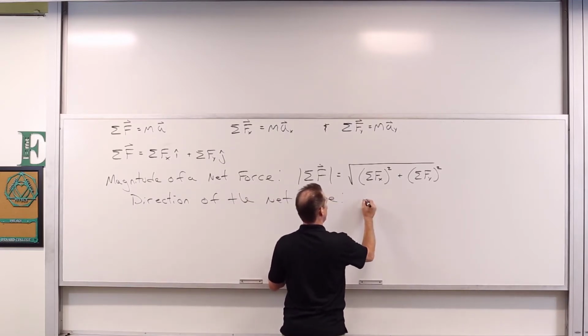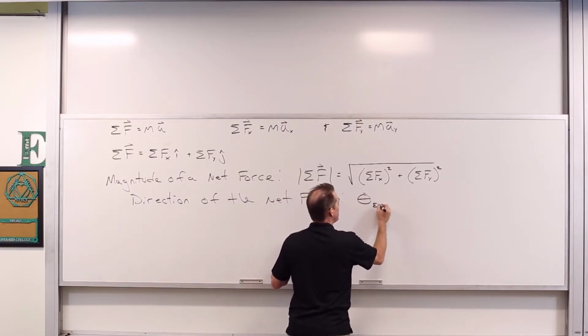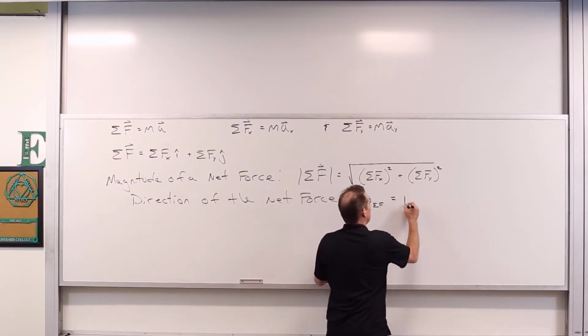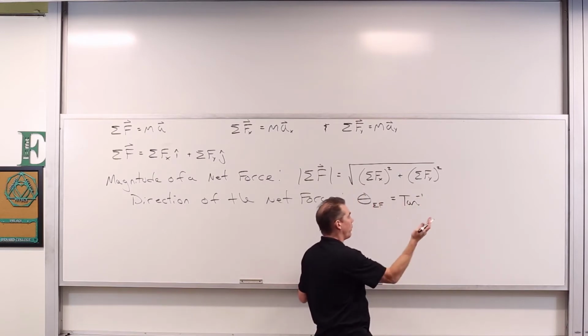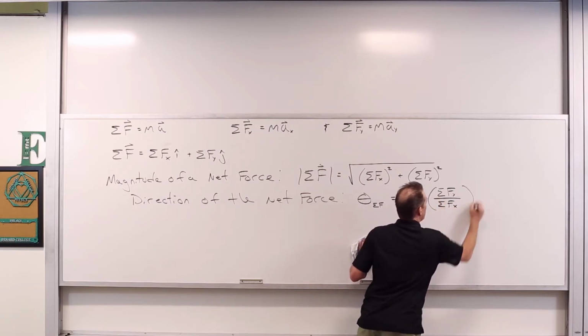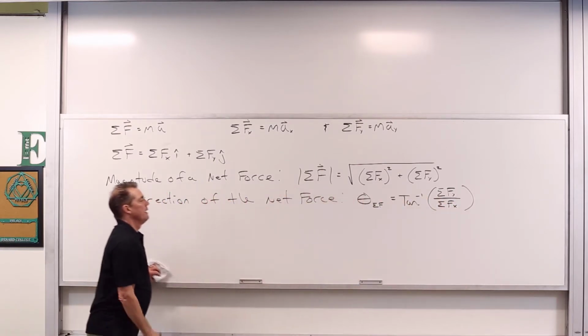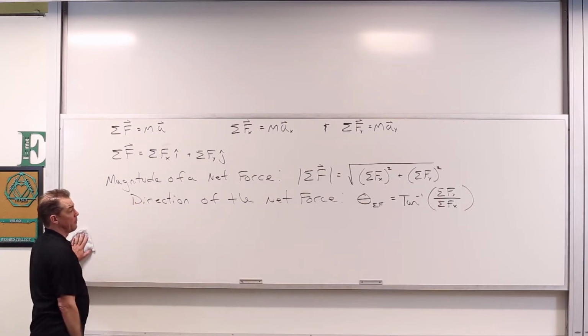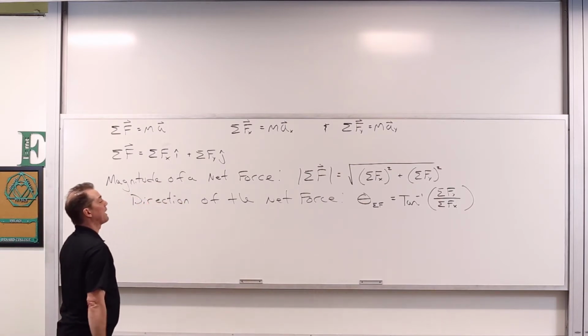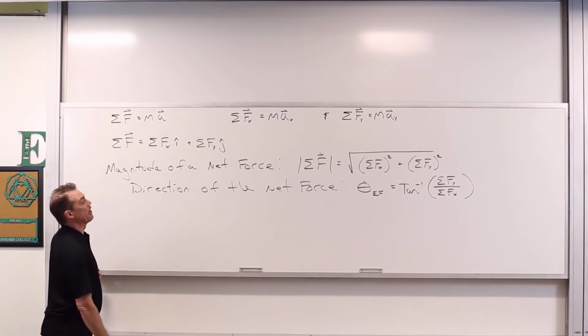Well, that is going to be equal to theta sub sigma F is going to be, we get it through the arctangent of the sum of the y over the sum of the x components. Sigma F sub y divided by sigma F sub x. There we go. We get a direction and magnitude by knowing what the individual sum of the x and sum of the y components are.